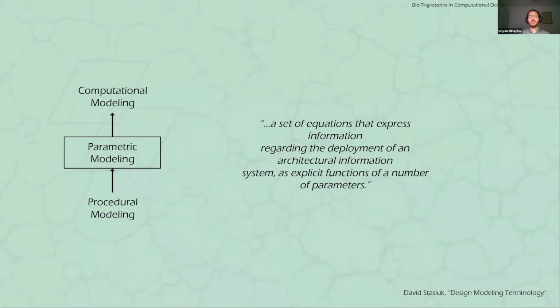On the other hand, Stasiuk defines a parametric model as a set of equations that express information regarding the deployment of an architectural information system as explicit function of a number of parameters. So here, basically, the procedure used to control the design is explicitly defined as a mathematical function, which takes certain numerical inputs and processes them into an output, pretty much like what BIM software does, like building information software.